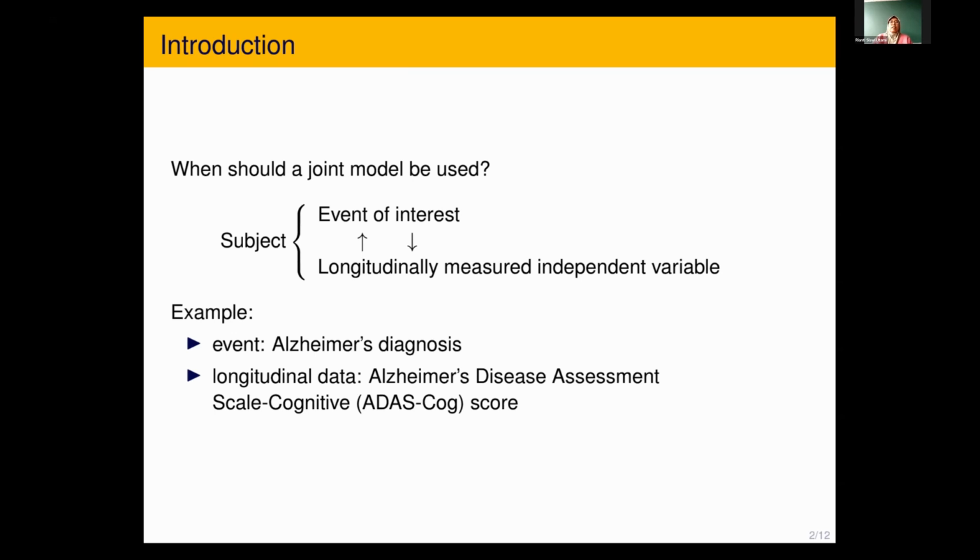Here is an example where the event of interest is time to Alzheimer's diagnosis and the longitudinal biomarker is the Alzheimer's Disease Assessment Scale Cognitive, or ADAS-Cog, score. The ADAS-Cog is used to measure cognitive impairment among Alzheimer's disease patients, where the greater the score, the greater the dysfunction.